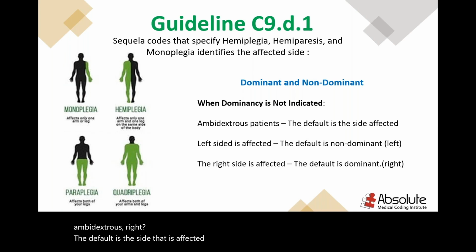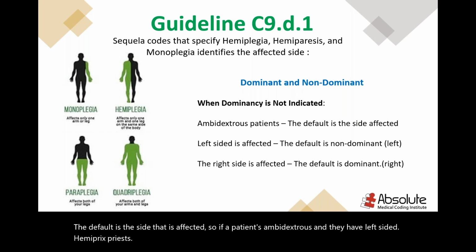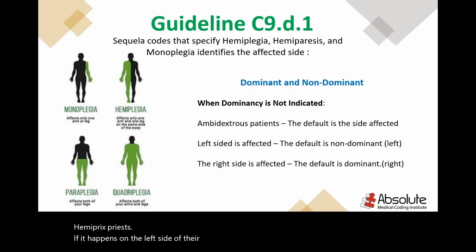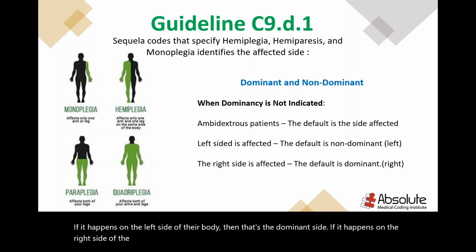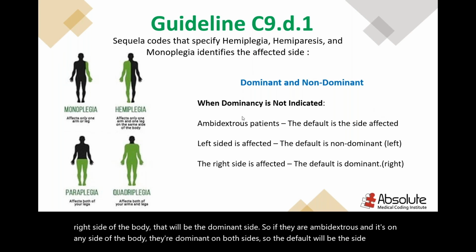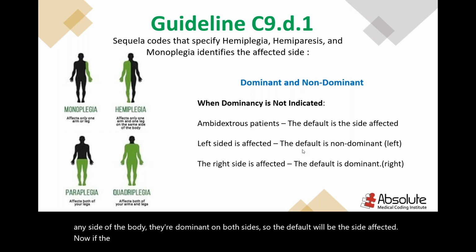So if a patient's ambidextrous and they have left-sided hemiparesis, if it happens on the left side of their body, then that's the dominant side. If it happens on the right side of the body, that will be the dominant side. So if they are ambidextrous and it's on any side of the body, they're dominant on both sides. So the default will be the side affected. Now, if the left side is affected, remember the default is non-dominant, and the right side affected is dominant.